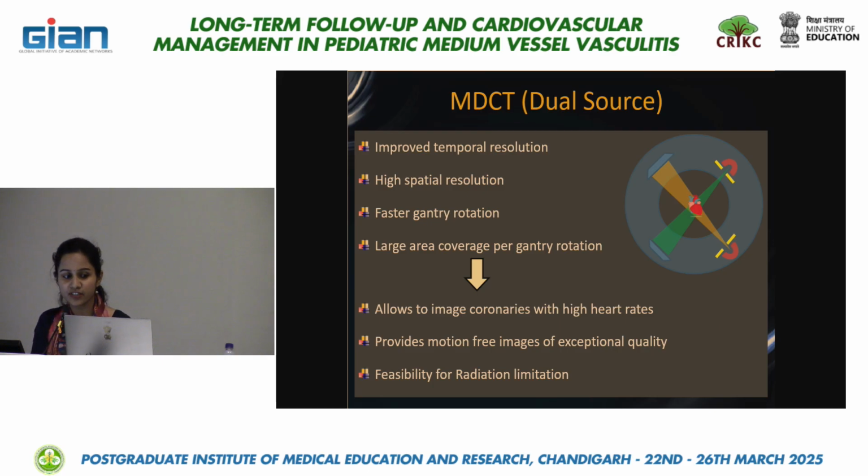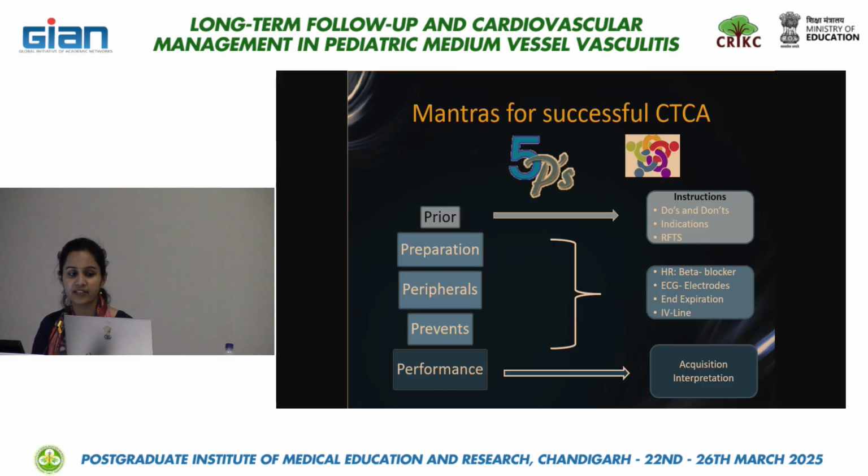But with a dual source CT scanner, even with high heart rates, we are able to image coronary arteries with very good spatial resolution. It also allows motion-free images of exceptional quality because we have been able to reduce the scan time to less than a second. Breath hold is also not a problem in performing these CTs, and it is feasible to keep radiation to the prescribed levels of less than 1 millisievert.